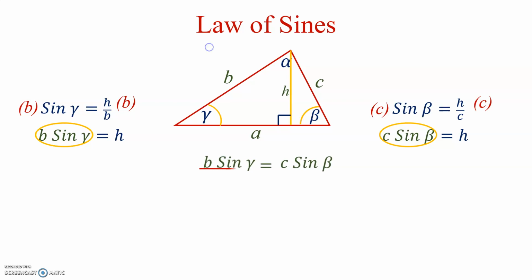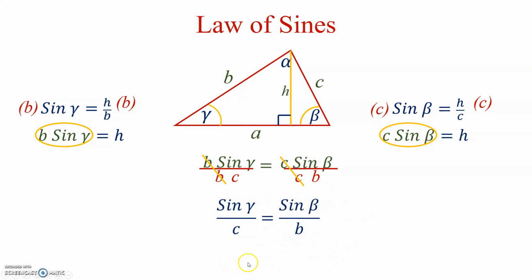Well, if I divide both sides by b, and I also divide both sides by c, the b's will cancel on one side, the c's cancel on the other, and what I'm left with is sine gamma over c is equal to sine beta over b. So what I'm creating is a ratio that compares one angle to its opposite side, the other angle to its opposite side.